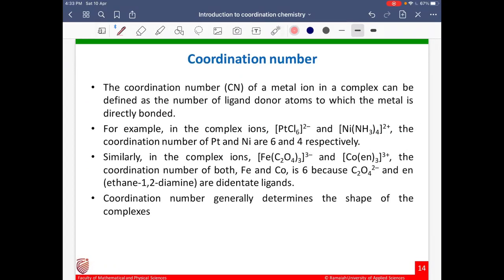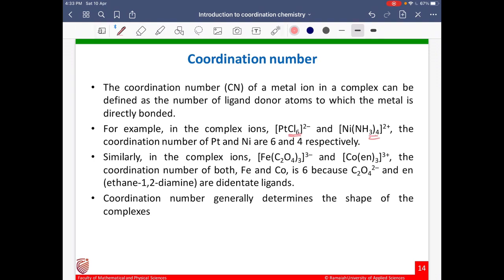Next, coordination number. The coordination number of a metal ion in a complex can be defined as the number of ligand donor atoms to which the metal is directly bonded. One more time, the coordination number of a metal ion in a complex is the number of ligand donor atoms to which the metal is directly bonded. For example, in the complex ions PtCl6 2- and Ni(NH3)4 2+, the coordination numbers of platinum and nickel are 6 and 4 respectively.